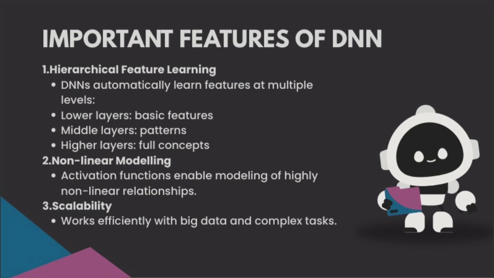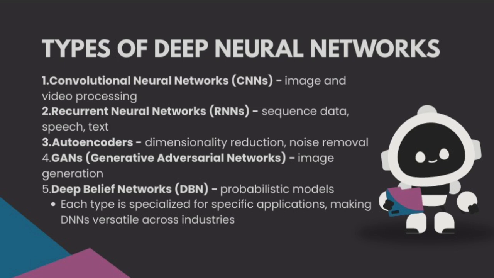Next, we are going to see the important features of a DNN. Deep neural networks have several important features that make them powerful. One key feature is hierarchical feature learning, where lower layers learn basic features, middle layers learn patterns, and higher layers capture full concepts. Another important feature is non-linear modeling, where activation functions enable the network to learn highly nonlinear relationships between input and output. Then we can see the types of deep neural networks.